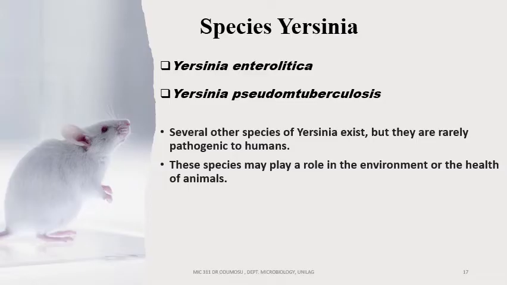Then we have Yersinia pseudotuberculosis. This species can cause a similar illness to yersiniosis, but it is less common and not really encountered. However, whenever it is encountered, it is usually transmitted through contact with infected animals or contaminated food. The symptoms are also similar to enterocolitica in terms of yersiniosis, such as fever, abdominal pain, and diarrhea.